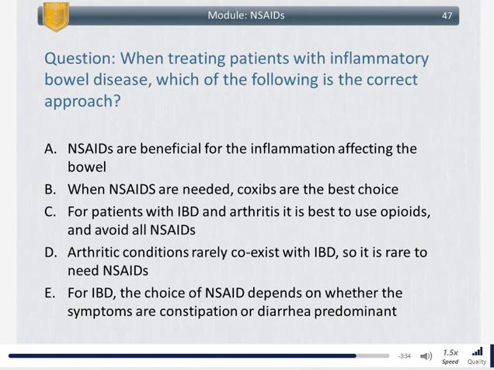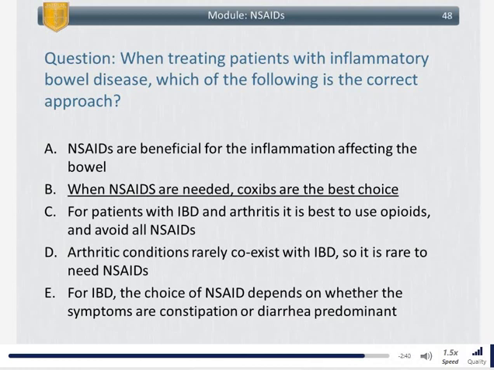A, NSAIDs are beneficial for the inflammation affecting the bowel. B, when anti-inflammatories are needed, coxibs are the best choice. C, for patients with inflammatory bowel disease and arthritis, it is best to use opioids and avoid all anti-inflammatories. D, arthritic conditions rarely coexist with inflammatory bowel disease, so it is rare to need anti-inflammatories. E, for inflammatory bowel disease, the choice of NSAID depends on whether the symptoms are constipation or diarrhea predominant.